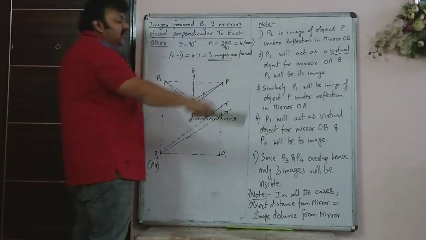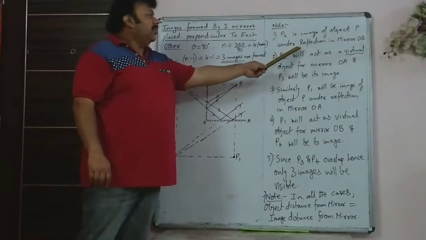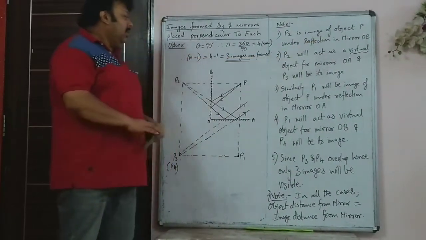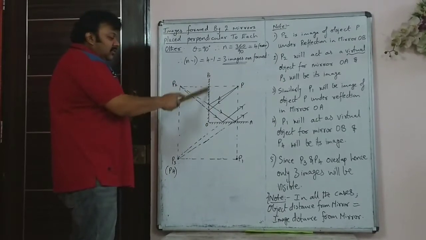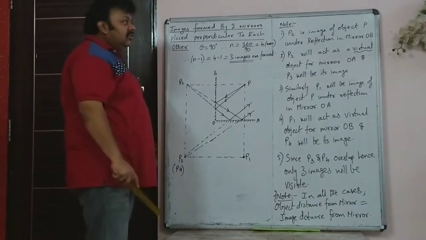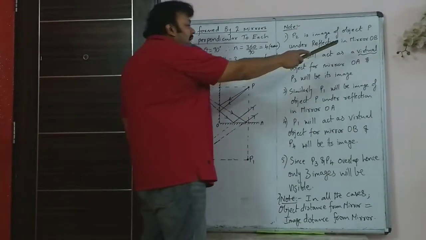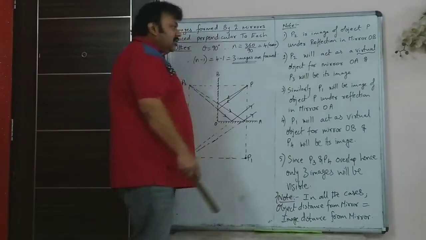So now I have written what I had explained. P2 is the image of object P under reflection in the mirror OB. Object distance is equal to image distance. P2 will act as a virtual object for the mirror OA and P3 will be its image.